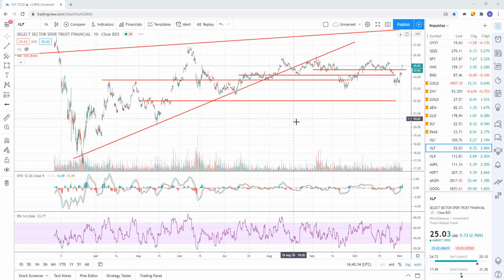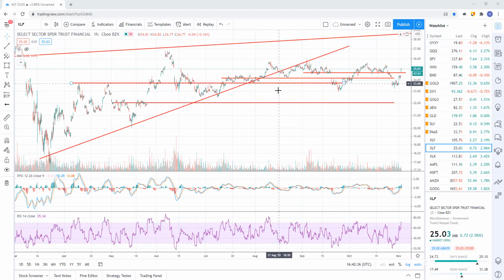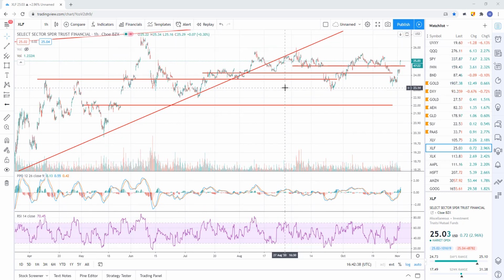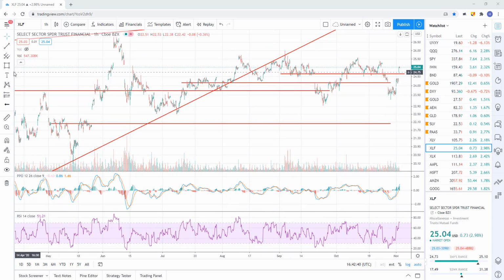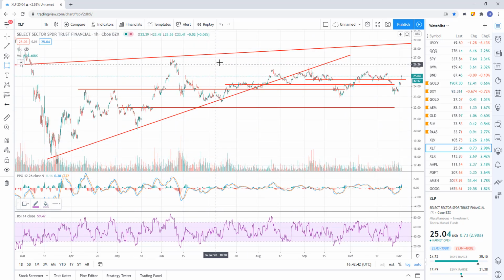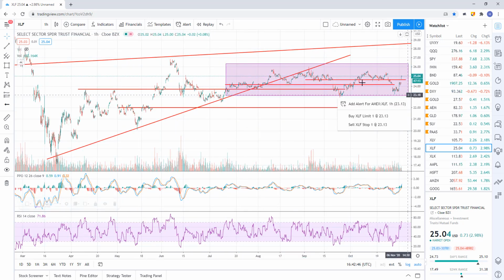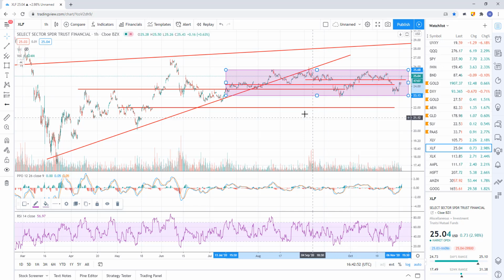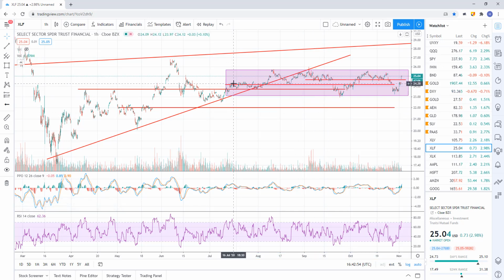Financials, XLF. There's no trade here from my perspective on XLF. It's just this big sideways zone that we've been in, bouncing off the top and the bottom, basically, really since July. So for me, it's just kind of a no touch on the XLF, just sideways action.